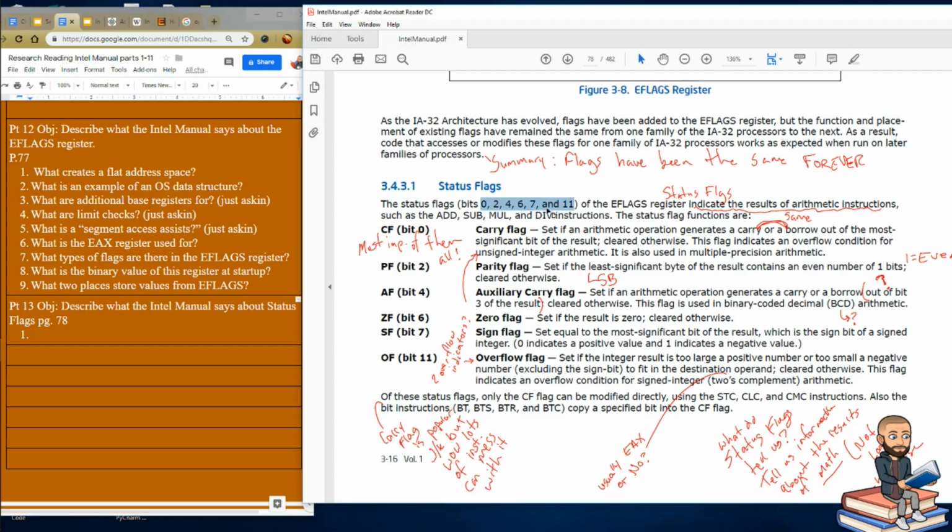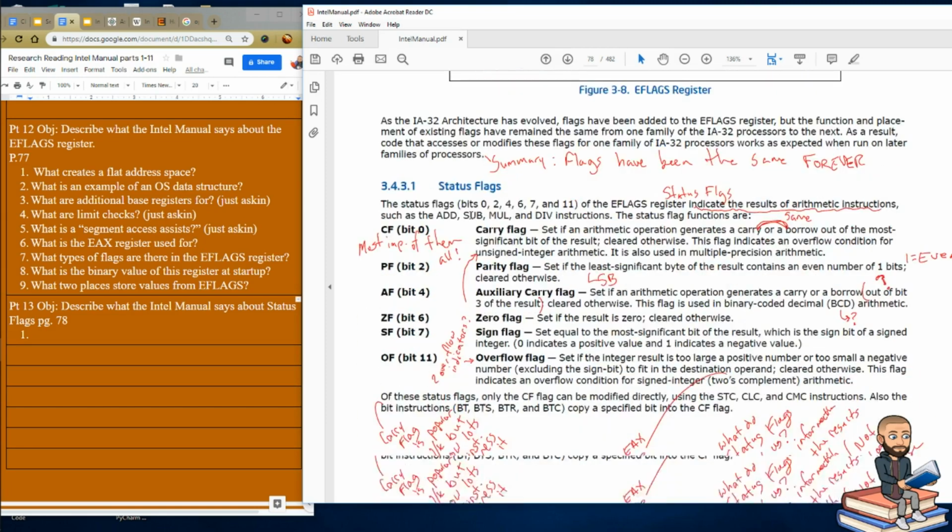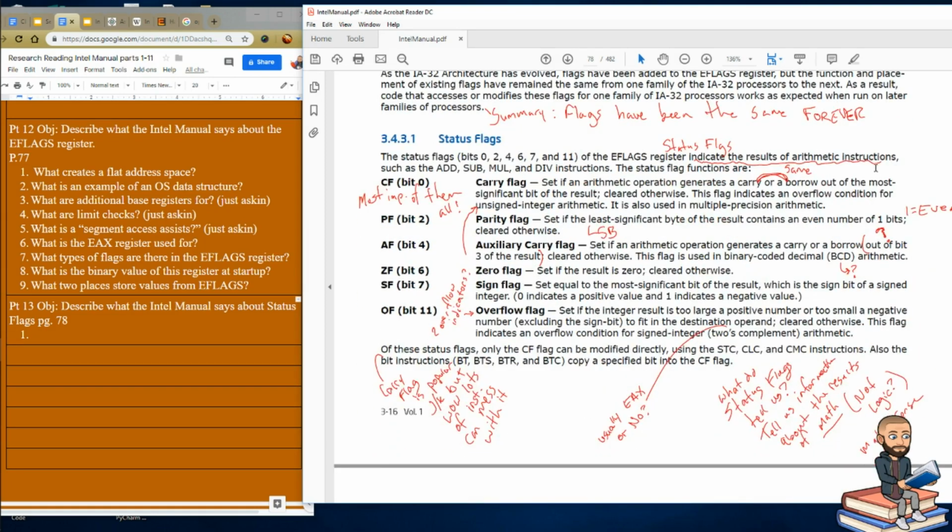So if we look at these numbers here and go up, 0, 2, so here 0 is, if we follow along, it says carry flag. So basically all the flags right here are what these paragraphs are about. Arithmetic instructions are pretty straightforward. You've got add, subtract, multiply, and divide.